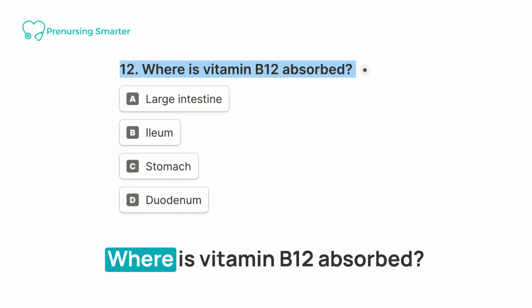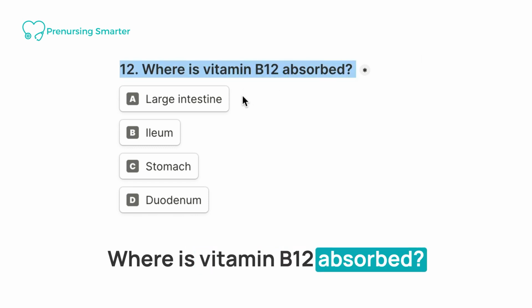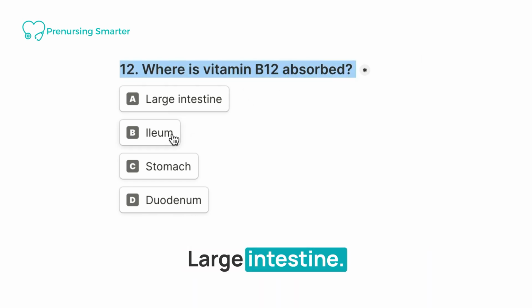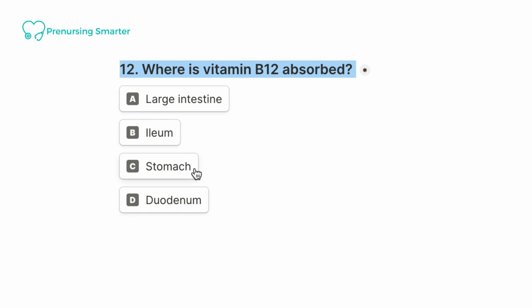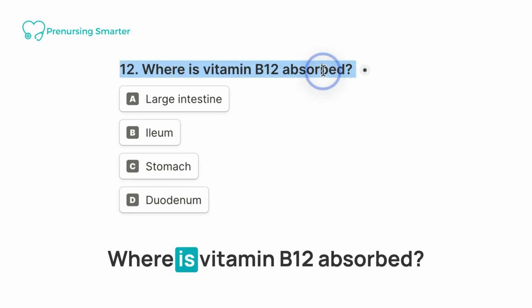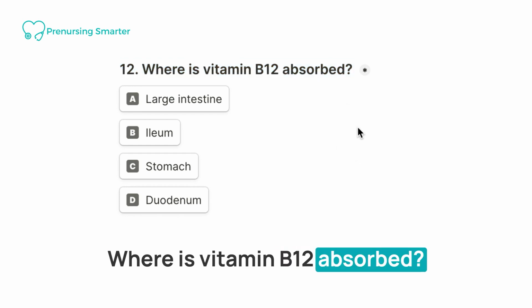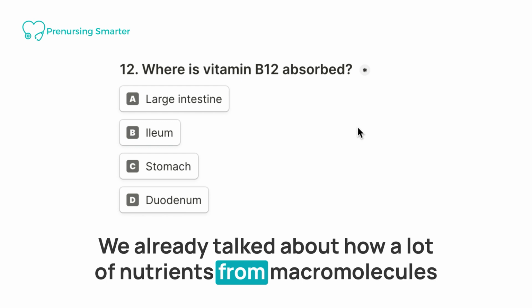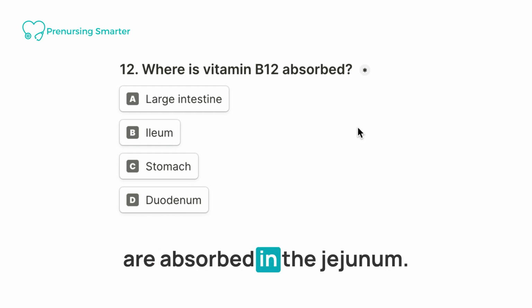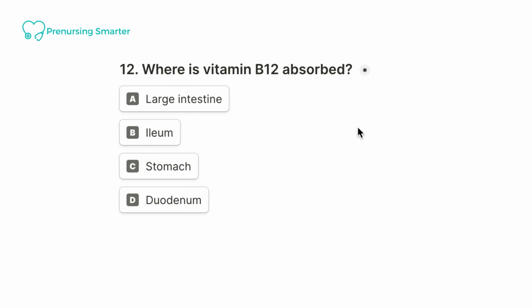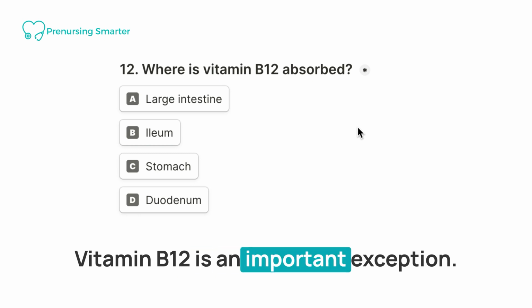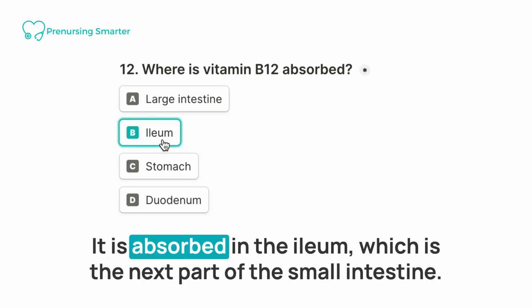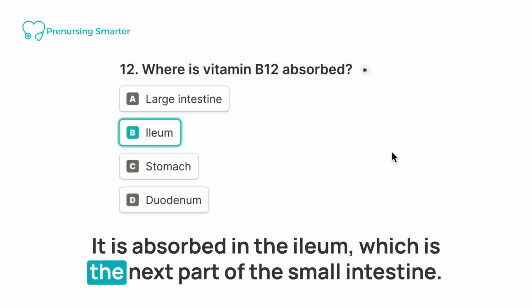Question 12. Where is vitamin B12 absorbed? A. Large intestine, B. Ileum, C. Stomach, D. Duodenum. We already talked about how a lot of nutrients from macromolecules are absorbed in the jejunum. Vitamin B12 is an important exception. It is absorbed in the ileum, which is the next part of the small intestine.